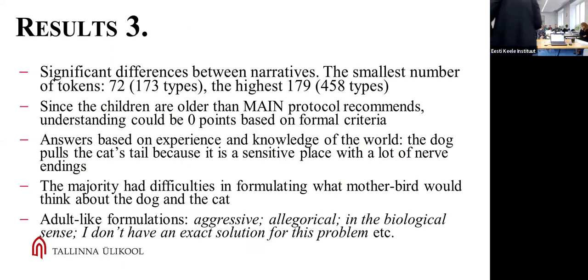So, differences between the narratives in Ukrainian. There were children who had the lowest number of tokens, 173 types, and the highest is, you see the difference, 179 and 458 types. Another limitation is that these children are slightly older than my protocol prescribes. So formally speaking, they get 0 points for understanding because they didn't give an answer that would be expected according to my protocol. But they are grown-ups.